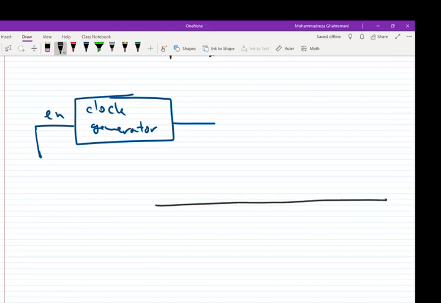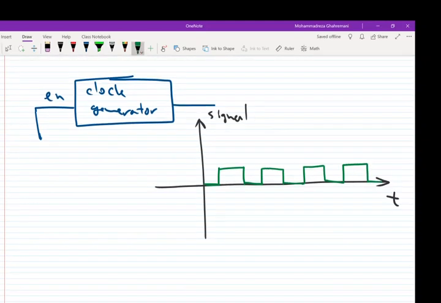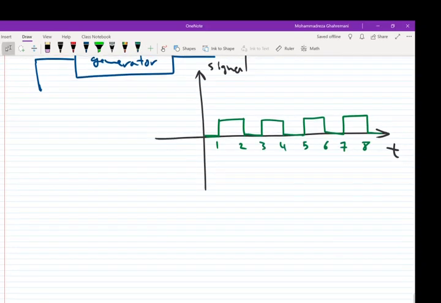If we show a plane with two axes, one is time, the other one is signal. The clock is a train of pulses, which I'm showing to you now. So you see this is a periodic train of pulses. Time is 1, 2, 3, 4, 5, 6, 7, 8. So this one is called the clock.